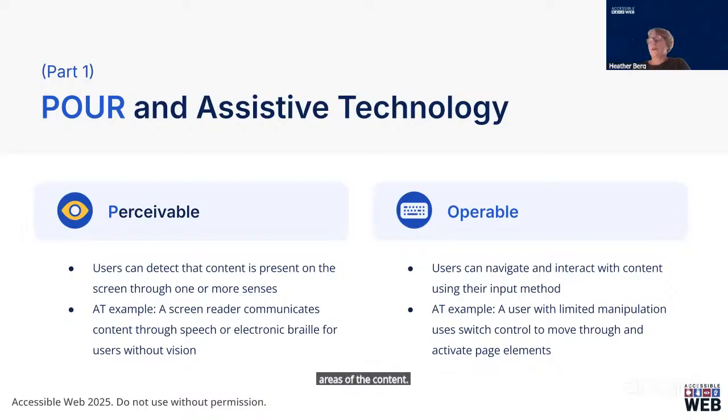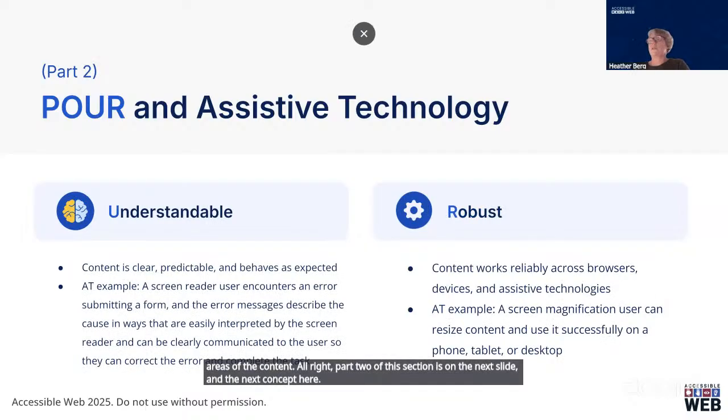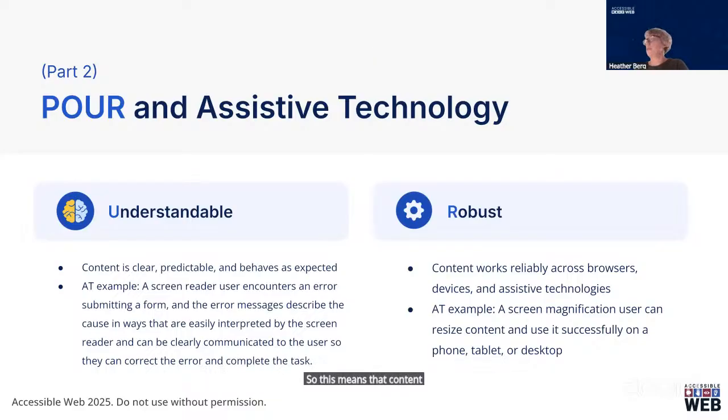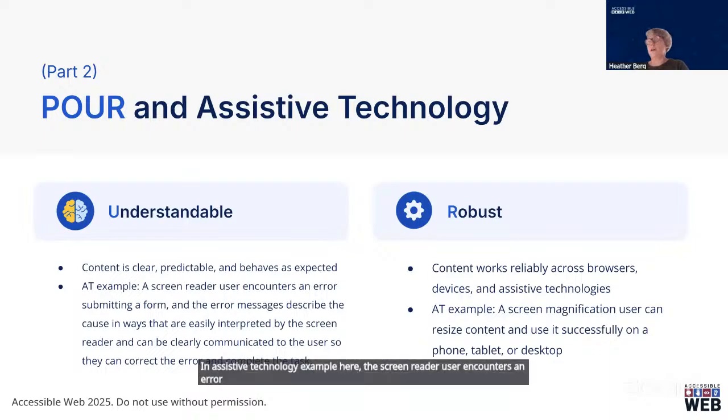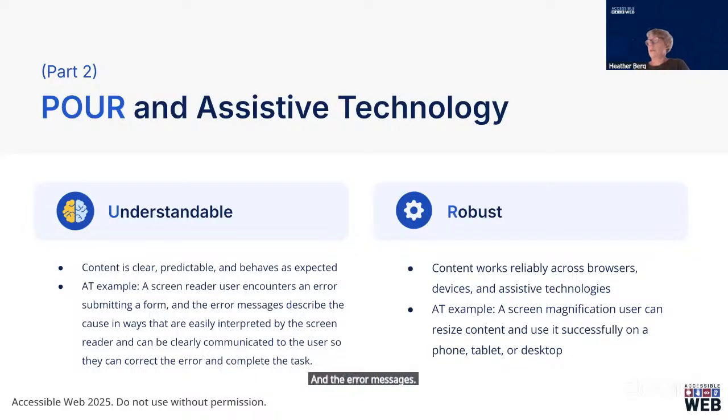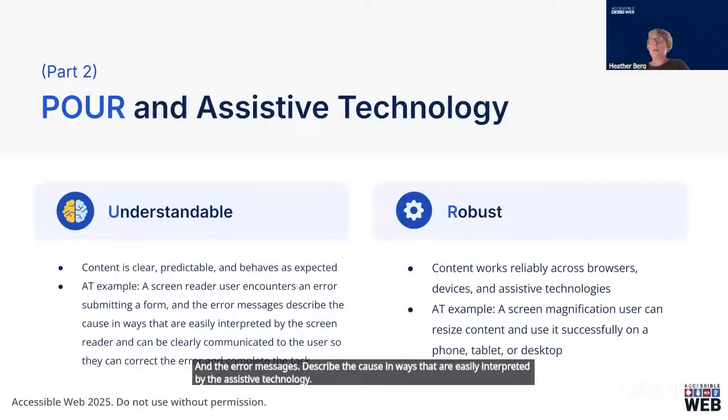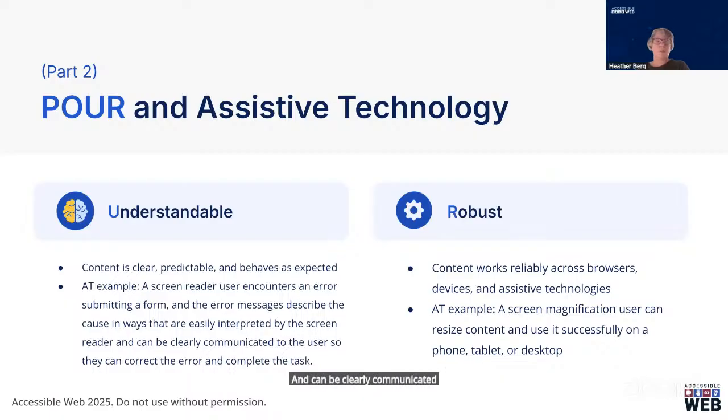All right, part 2 of this section is on the next slide, and the next concept here or principle is understandable. So this means that content is clear, predictable, and behaves in expected ways. An assistive technology example here, the screen reader user encounters an error submitting a form online, and the error messages describe the cause in ways that are easily interpreted by the assistive technology and can be clearly communicated to the user so that they can correct the error and complete the task.